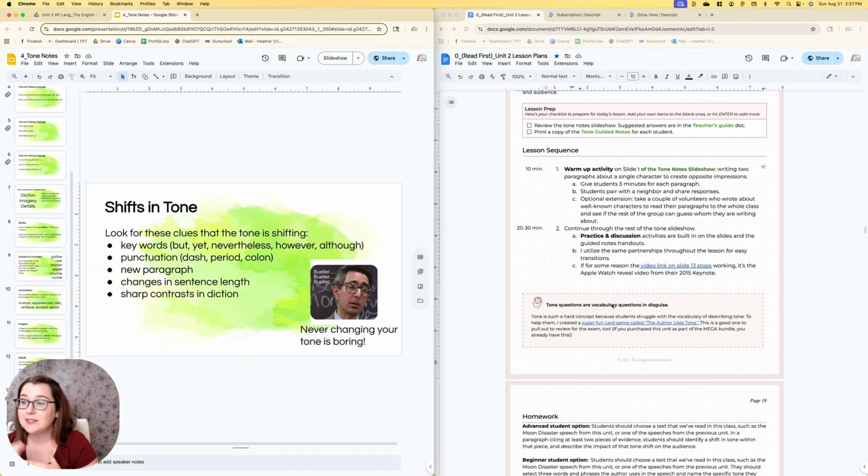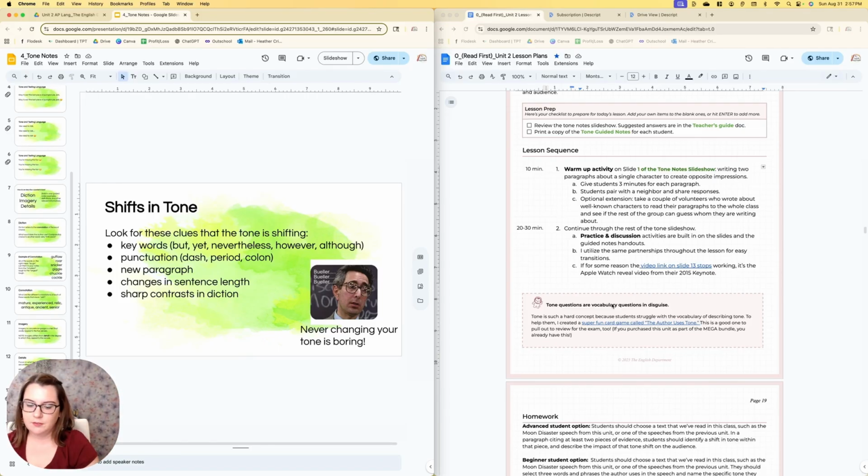This is the best-selling item in my TPT store. It's a game I came up with in the pandemic when I was lonely and wish I had people to play games with. And then now I can. It's so much fun. It's called The Author Uses Tone. We got Space Cat on the box here. The box, like the little template, is included.